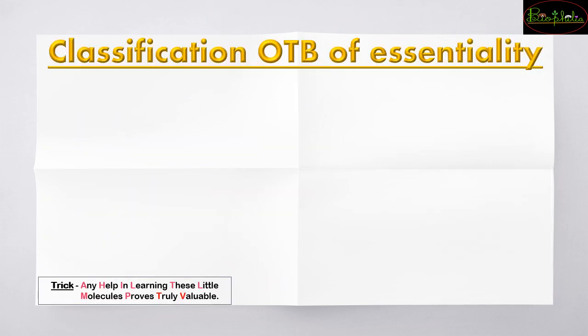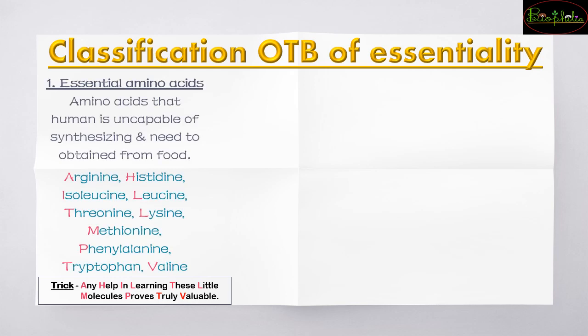The next we see is the classification about essentiality. Among amino acids there are essential amino acids. That means humans cannot synthesize these amino acids. They are not produced in the body. So if they are not produced, then how can we fulfil the need? It is very important to remember that these essential amino acids need to be provided by a dietary source. That means you have to take them from the diet to complete the requirement.